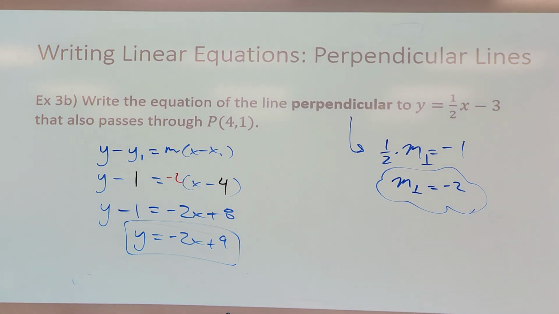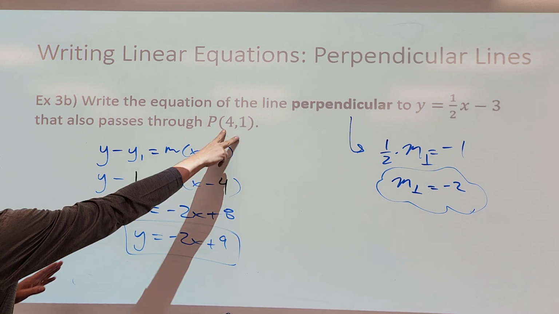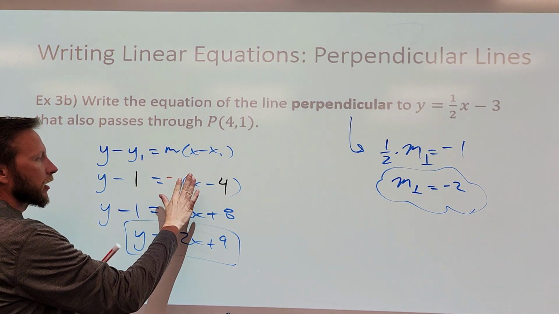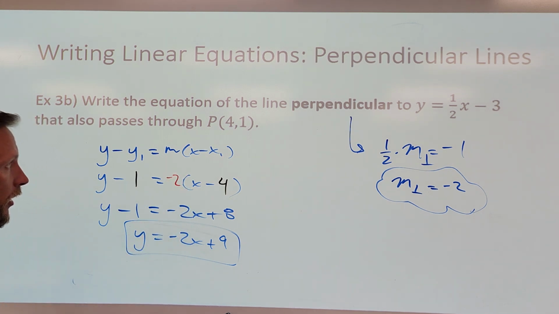y minus y1 is equal to m times x minus x1. We substitute our values for x1 comma y1. We substitute the value for our slope. Sorry for my handwriting there. That's a -2. And we are good to go.